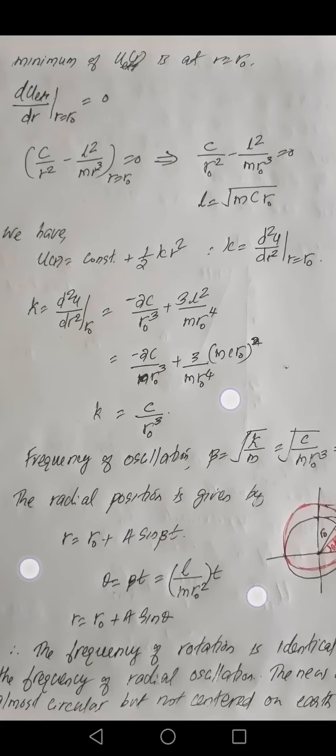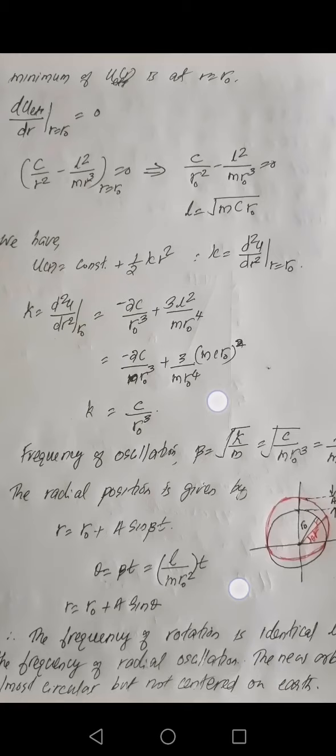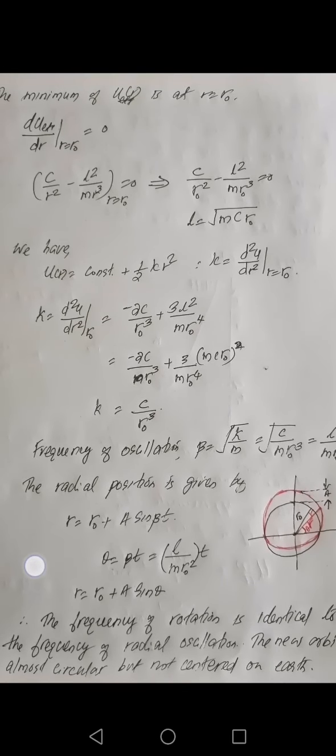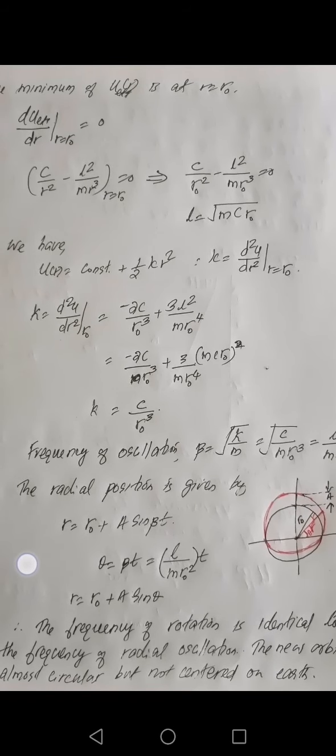Now let us calculate the radial position. What should be the radial position? Radial position means the new orbit. Since it is a harmonic motion, we can say r is equal to r0, the initial radius, plus a into sin beta t. Why are we using the oscillating term? Because it is a bounded system. In the bounded system, it will constitute a simple harmonic motion.